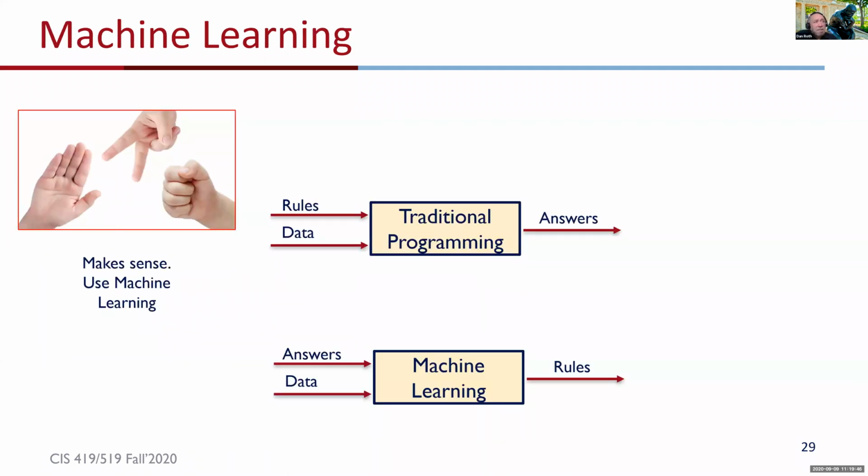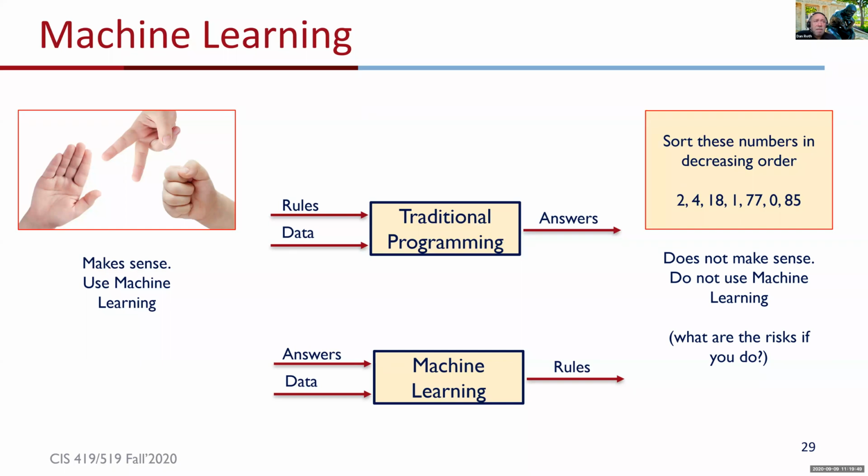But in some cases, maybe it actually makes sense to use traditional programming. Machine learning isn't going to be the solution for everything. So if I ask you to sort these numbers in decreasing order and you want to write a program for that, probably makes sense to think a little bit about it and write a program rather than using a machine learning procedure for this. This is something that you should think about, because maybe you do want to use machine learning in order to do sorting.